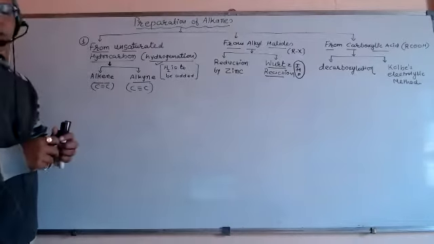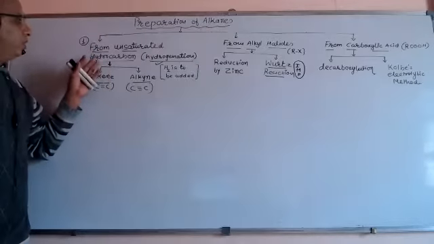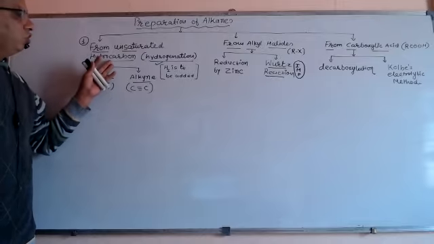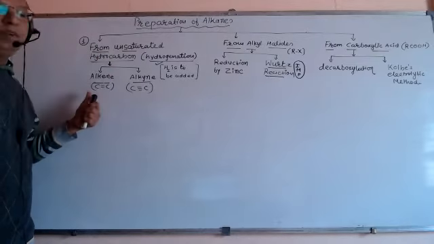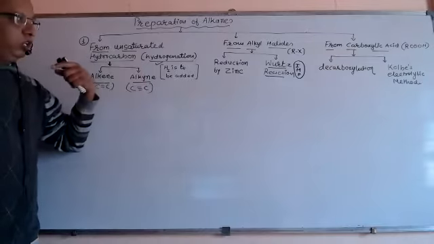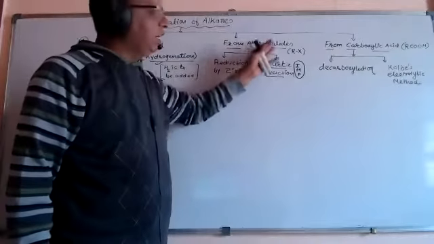So friends, preparation of alkanes can be carried out by various methods. First is from unsaturated hydrocarbon. Unsaturated hydrocarbons are hydrocarbons having double or triple bonds. The reaction is called hydrogenation. Second type is it is carried out from alkyl halides.